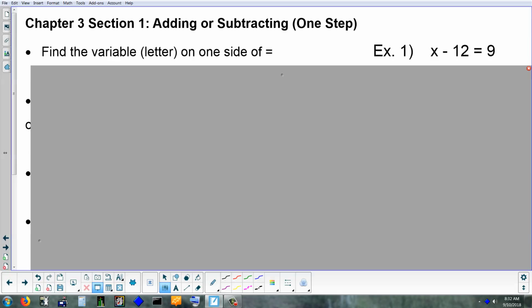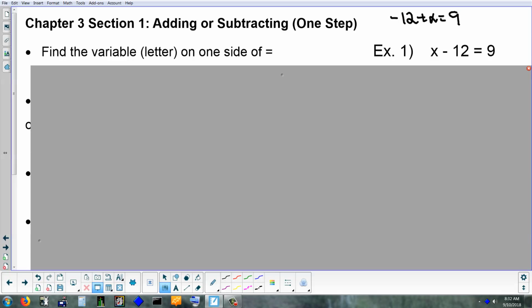Sometimes, other times it could be like this. You don't have to write this down. It could be like that too. It could be kind of before the equal sign. It could be the second term. Again, the ones we showed you in the warm-up, it could be on the right-hand side. But most of the time, it'll be the first term in the problem. So we're going to find the variable on one side of the equal sign.